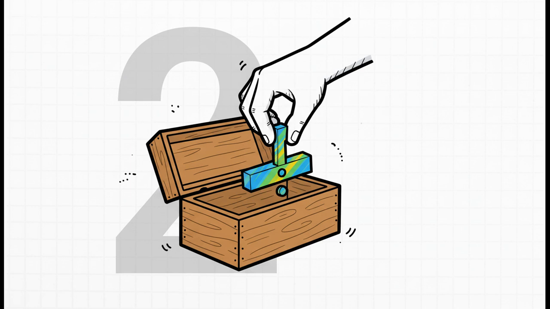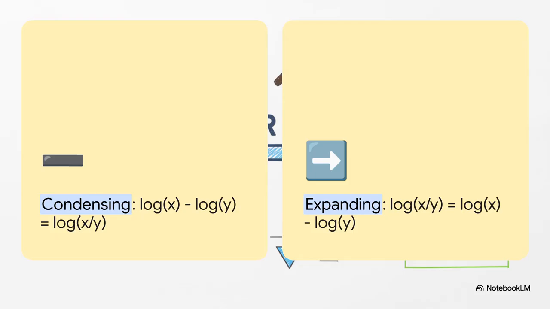This one's for division. So if addition meant multiplication, it makes sense that subtraction means division. When you subtract 2 logs, you can combine them into 1 by dividing the insides. And again, this goes right back to your basic exponent rules. When you divide powers, you subtract the exponents. And just like before, you can go in either direction with this one.